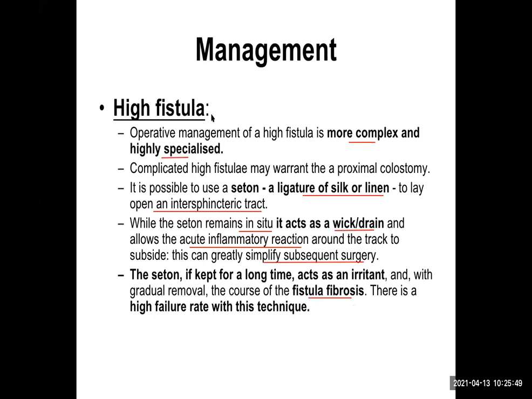So these are the different ways of managing the high fistula. One is definitive surgery, which a very experienced surgeon has to do. Second is that during that surgery, colostomy may be necessary. Third is a seton type of treatment. A seton is a ligature of silk or linen, which is inserted into the tract, and it is kept there for a shorter duration or a longer duration. After a shorter duration, subsequent surgery will be easier, and if we keep it for a longer duration, it may itself act as a treatment. So these are some of the important points regarding seton.